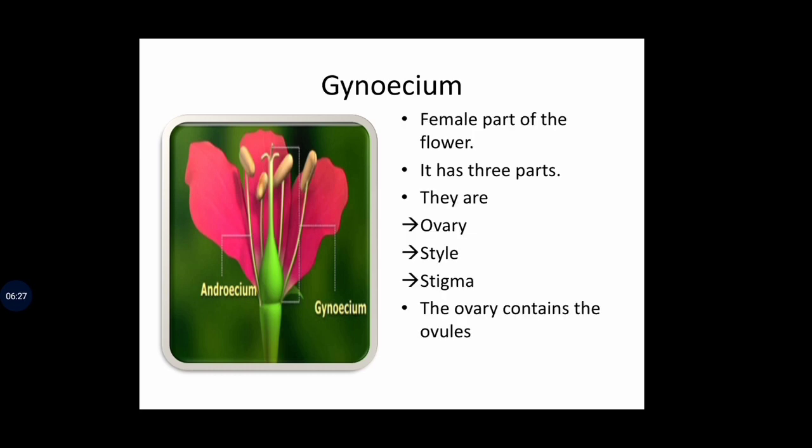Let us learn about gynoecium. So, it is the female part of the flower. It has 3 parts: ovary, style, stigma. The ovary contains the ovules. Once again, gynoecium is the female part of the flower, that is the girl flower.